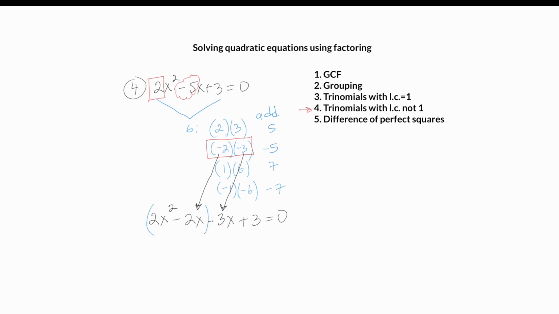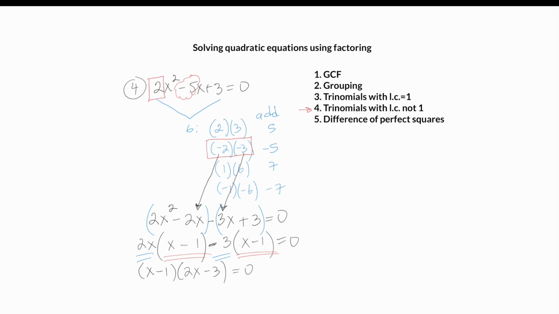So let's go ahead and group. The first group, I will be taking out 2x, and that leaves me with x minus 1. The second group, I'll be taking out the 3, which also leaves me with x minus 1, still equal to 0. I'm noticing that x minus 1 match. I will write 1 in the front. Then all the non-matching things, 2x minus 3, still equal to 0.